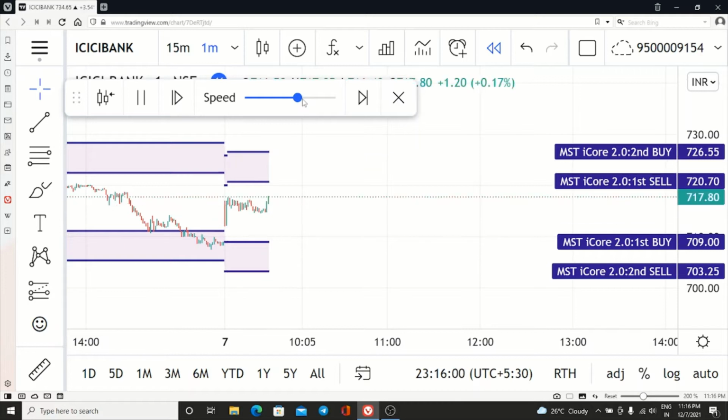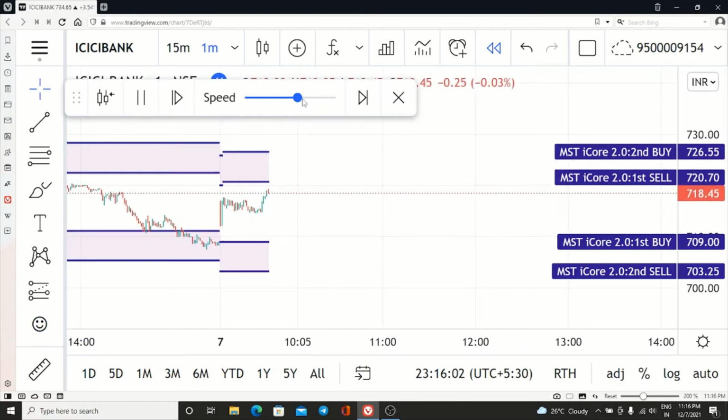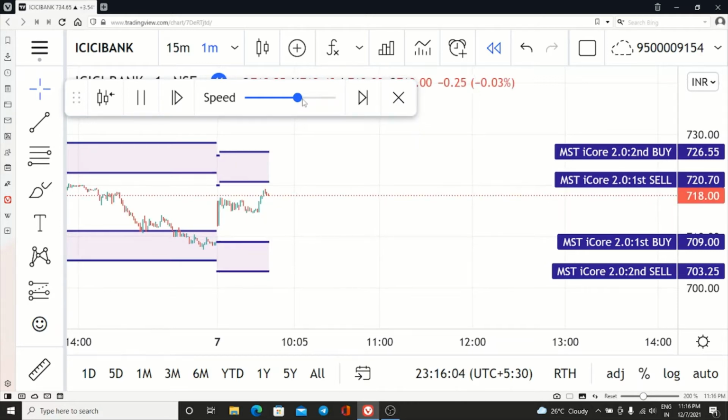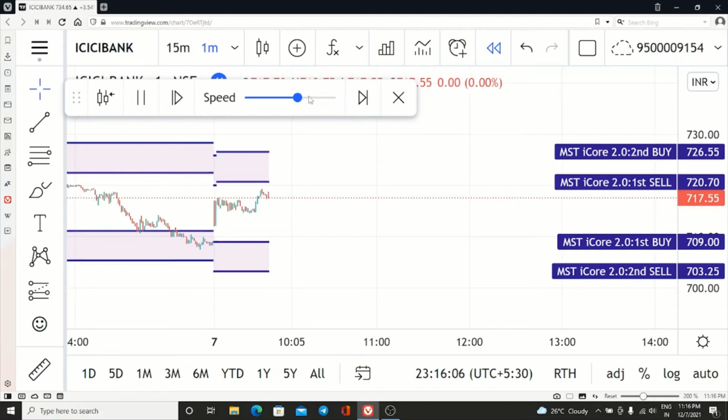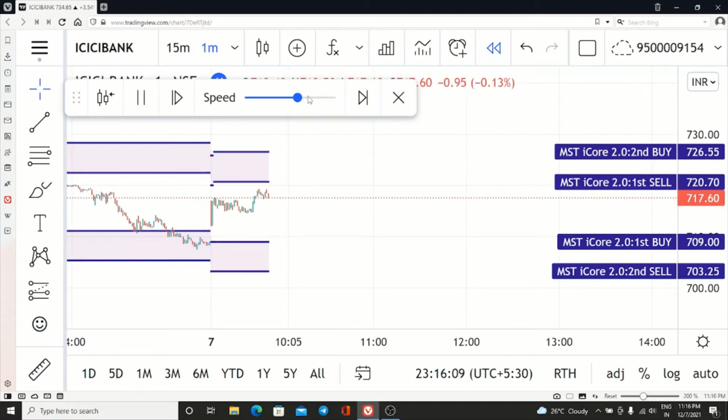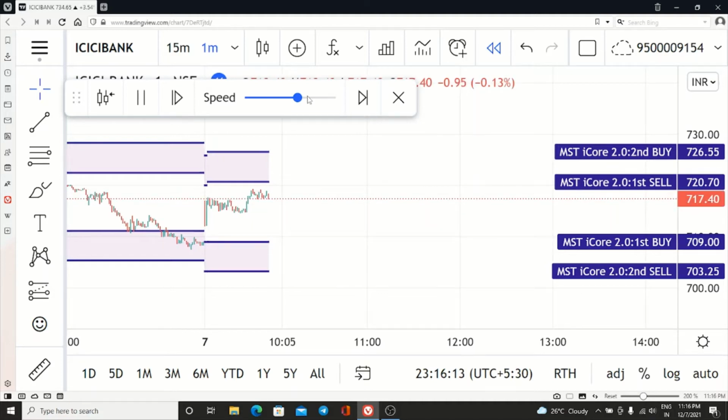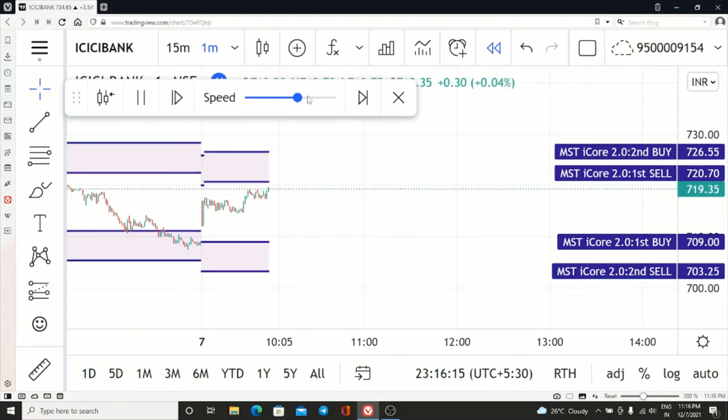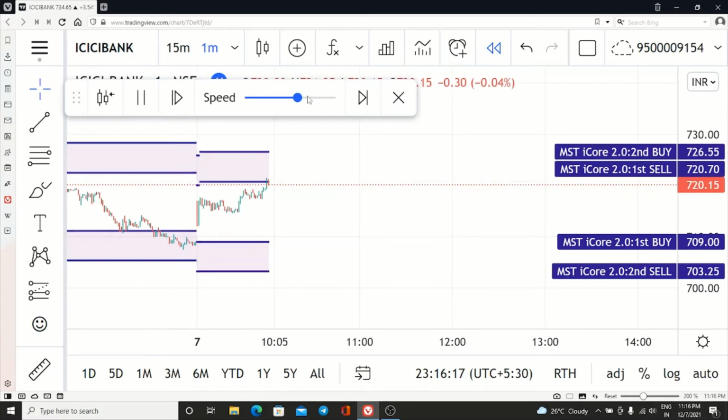So you could see where the market is moving. Yeah, it is nearing our first sell entry. Don't hurry, wait for the exact entry. Place the advance order at 720.70, one lot. Then your SL 726.55, 3 lot.